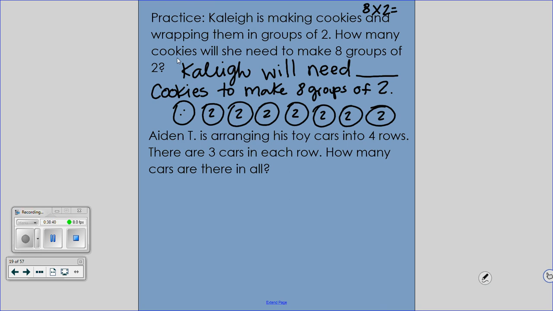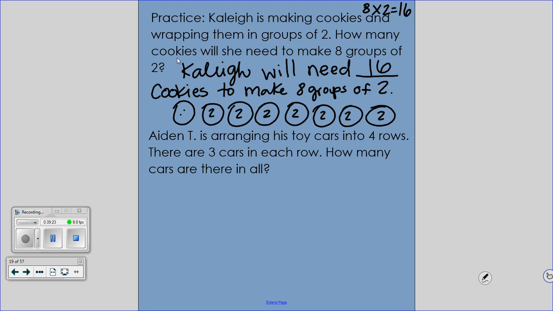Hey, we know our 2s. You can skip count. You can count on. If you know one group of 8, double it. 8 plus 8. Some of you need to read and learn your doubles. Sabrina, what is 8 times 2? 16. How many cookies will Kaylee need if she wants to make 8 groups of 2 cookies? 16. Very good. All right, got one more problem to do.